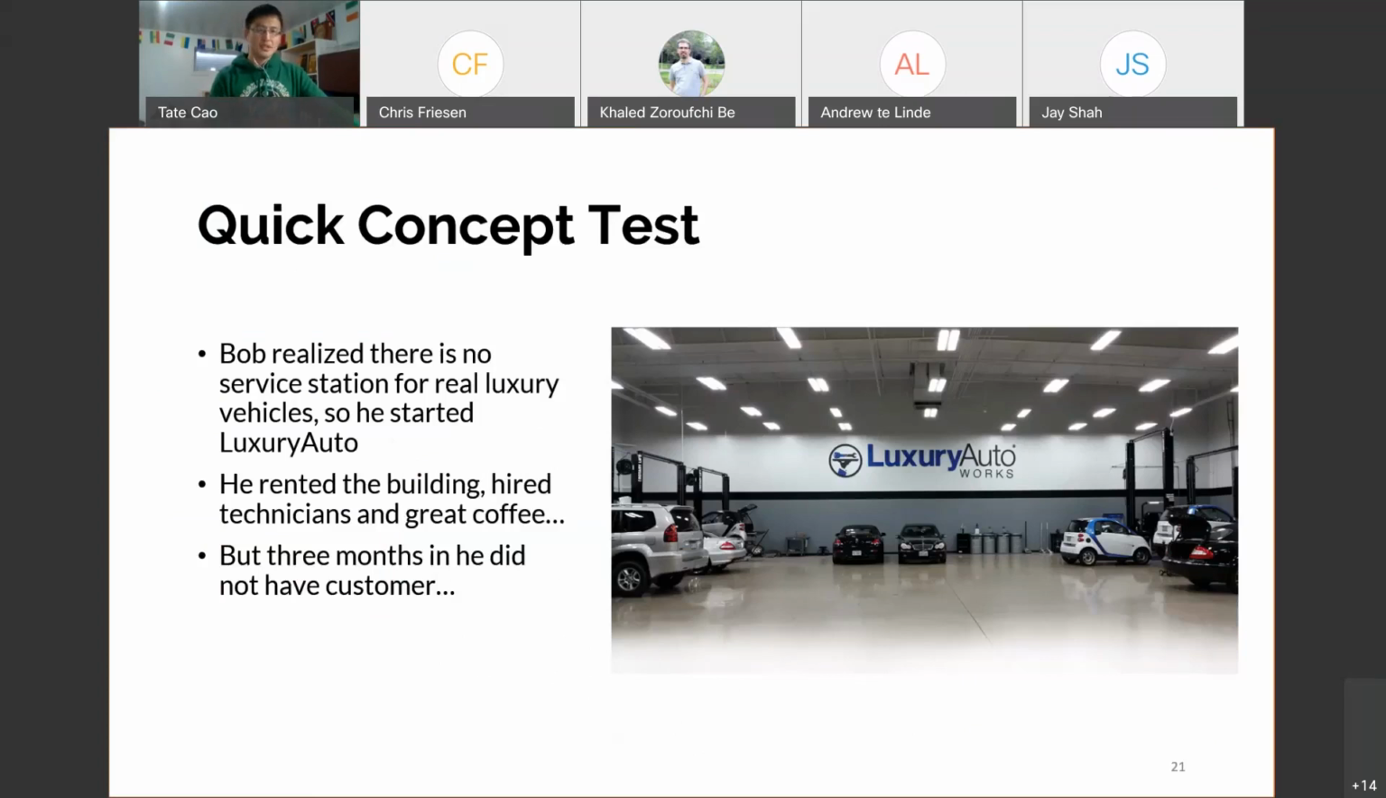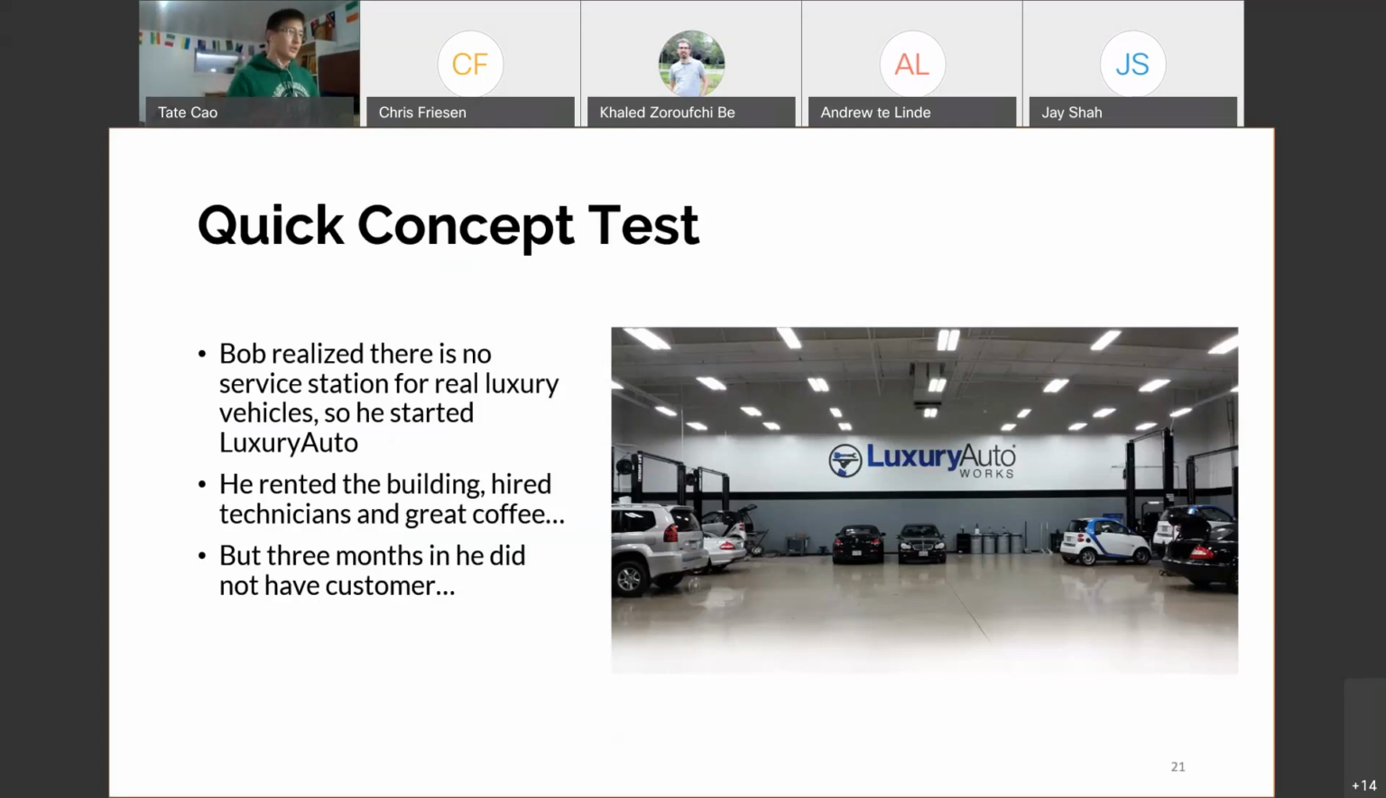I know this has been a lot of information, so let's do a quick concept check. In many ways, if your friend Bob realizes there's no service station for really luxury vehicles in Saskatchewan, like a Lamborghini, Ferrari, those type of vehicles, so people need to drive away. So he rented a building, hired technicians, got a great coffee machine, maybe costs $30,000 from Italy, flew that in, got all the coffee ground directly from Colombia, and set up just as what a luxury auto shop should be, and opened the door. But 3 months later, he did not have customers, and that's a problem because now he's paying the rent, he's paying the technicians' salary, and he's not doing anything and hoping this venture will work. And he has some really strong cash issue.